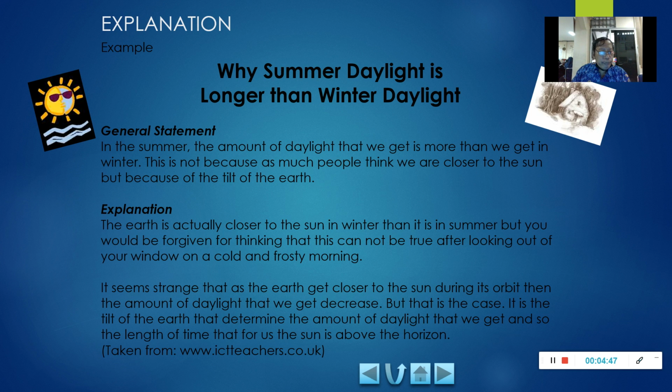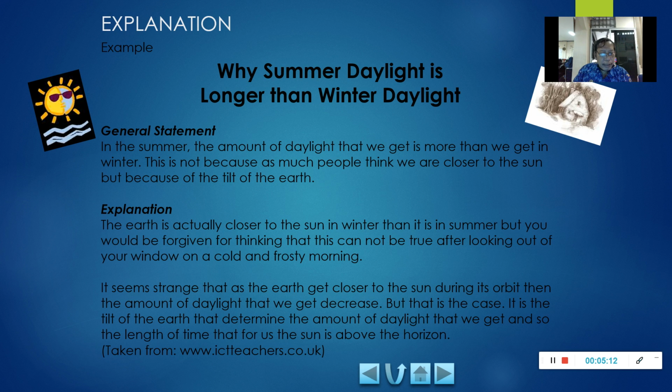And then the sequence of explanation for the next generic structure of the text will be: the earth is actually closer to the sun in winter than it is in summer. But you would be forgiven for thinking that cannot be true after looking out of your window on a cold and frosty morning.